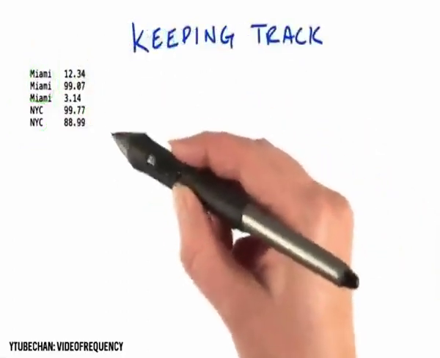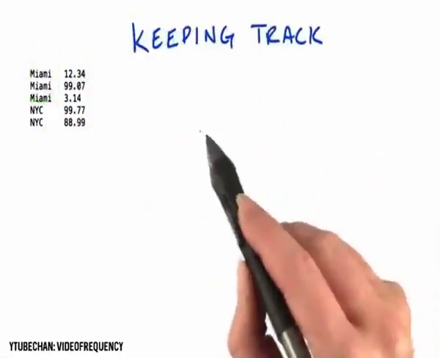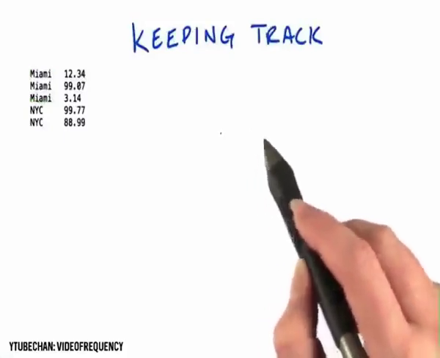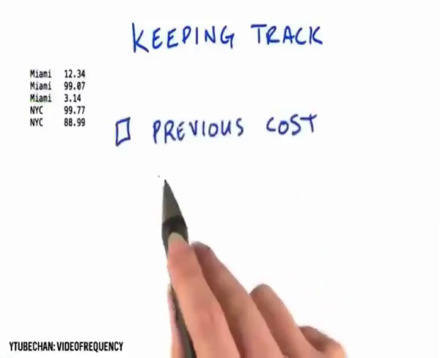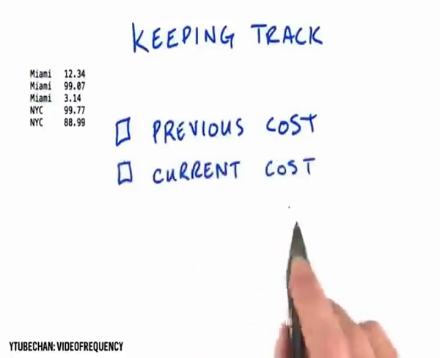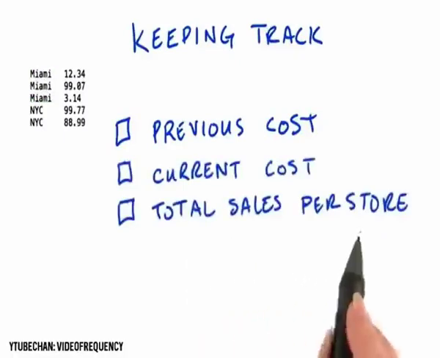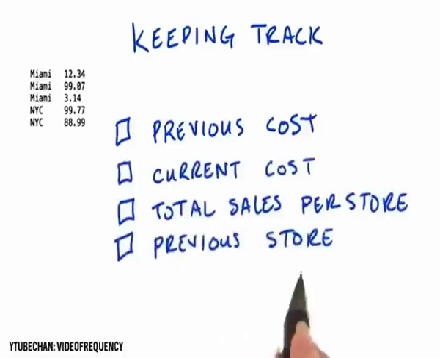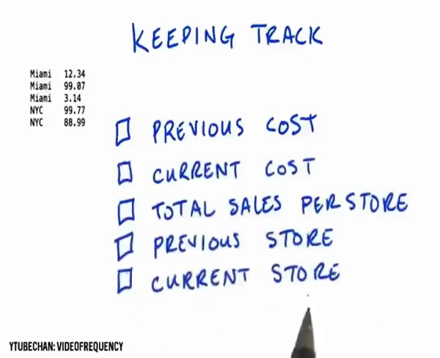So if we receive our data like this, what variables might we need to keep track of to calculate the total sales per store? Do we need to know the cost of the previous line? Do we need to store the current cost? Or how about the total sales per store? Do we need to save the previous store or the store that we're currently working with?